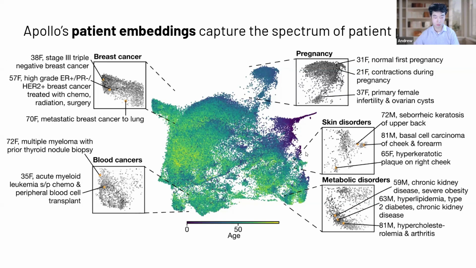And we also see that healthier patients generally cluster towards the middle. You can think of it in terms of if you're from like the cell biology or stem cell space, these are more undifferentiated cells. And then patients who have a very clear phenotype kind of go off towards the edge, towards their own cluster. So we have clusters for breast cancer, for blood cancer, skin disorders, etc.